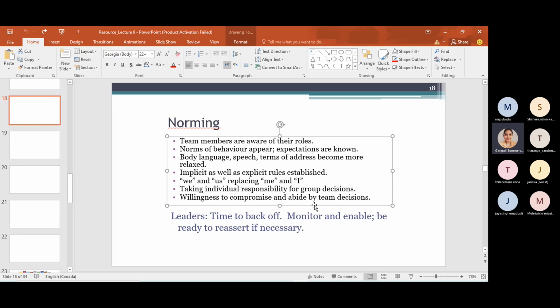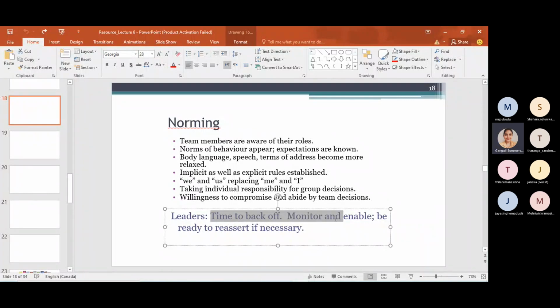During this stage, team members are willing to compromise. They like to compromise, and they work according to team rules and team decisions. So what should leaders do during the norming stage? During the norming stage, leaders should back off, monitor and enable, be ready to reassert if necessary.